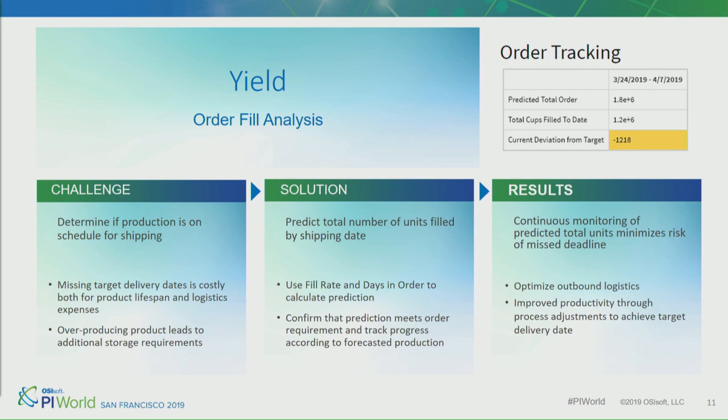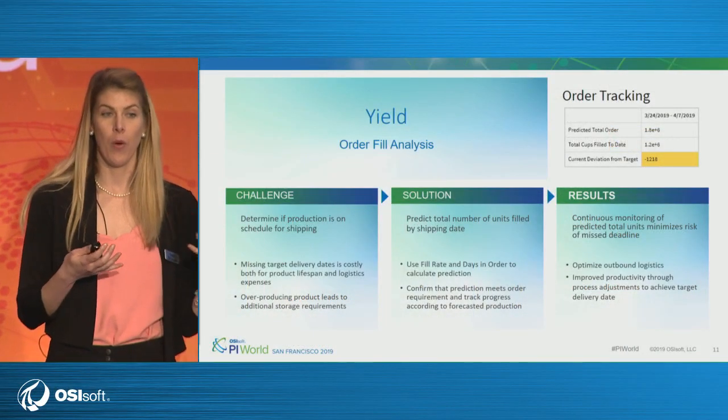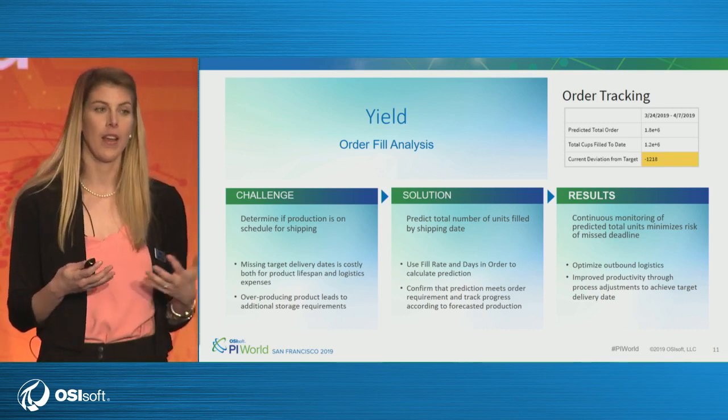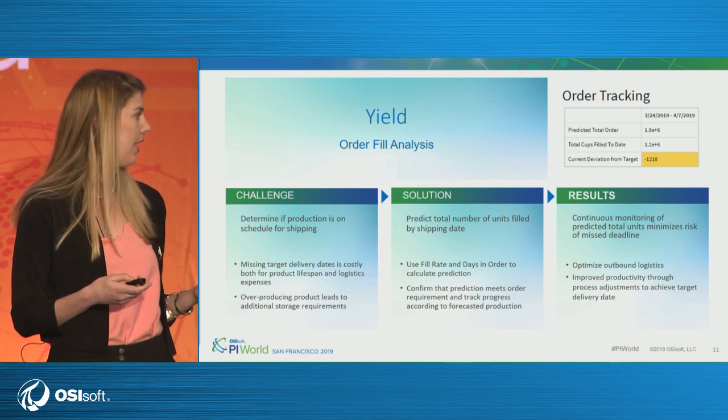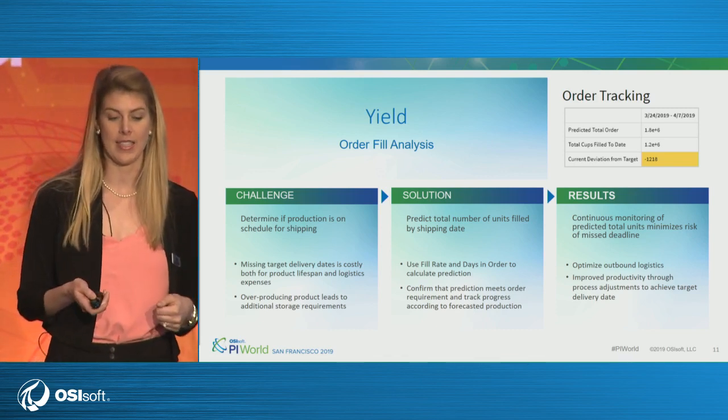So looking at the yield we have here, we're determining if our production is on schedule for shipping, and then making sure that that prediction is what we're expecting and making any modifications as needed. And then we're tracking our progress as we get closer to that date to be sure that we're on target and we can make any changes as needed.